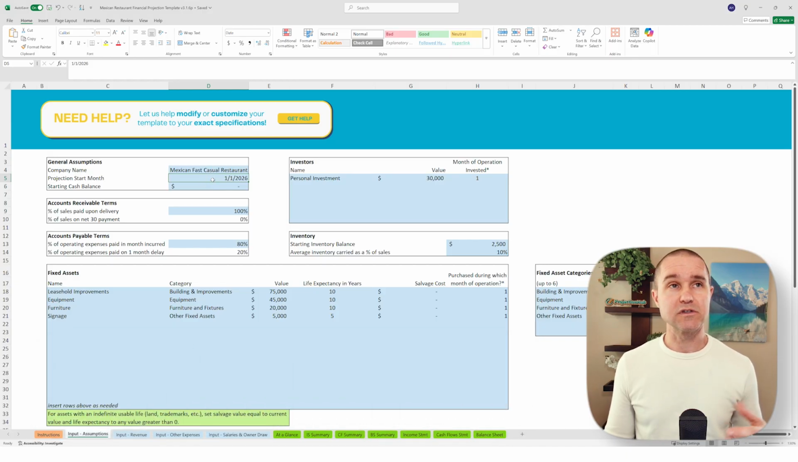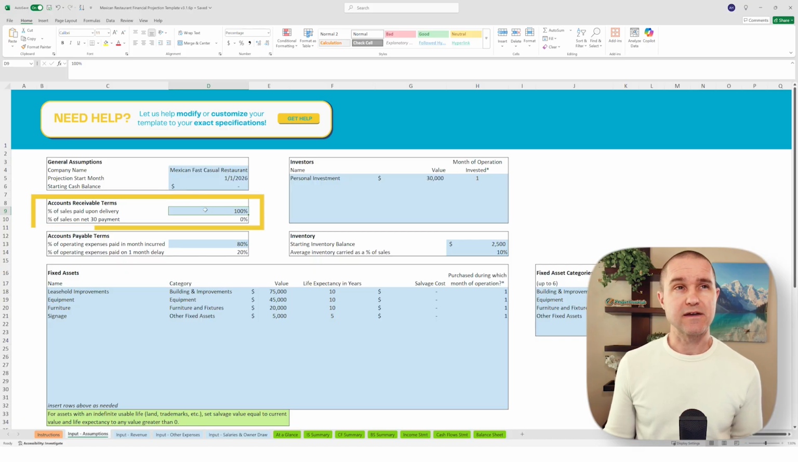I am going to assume that this is a new Mexican restaurant. It's a startup, and that we're looking to get an SBA loan to help cover the startup cost. Okay, so the first thing we're going to assume here is that our starting cash balance is 0 because it's a startup. We're going to assume that we're going to make a personal investment of $30,000 and invest that in month 1. Accounts receivable, we're going to assume 100% for this assumption.